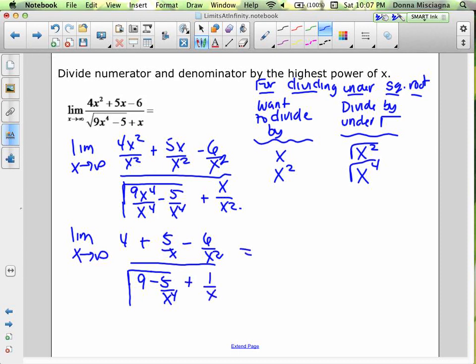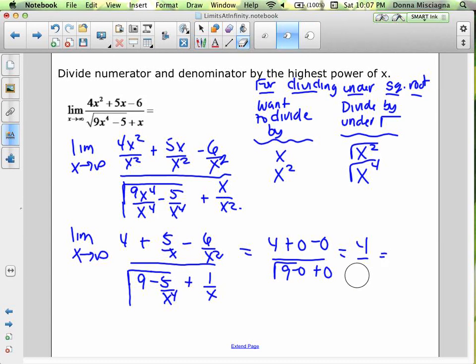All right, so that's going to be a 4 plus a 0 minus a 0. I've got a square root of 9 minus 0 plus 0. Right, so that's going to be 4 over the square root of 9, which is 3. So I'm thinking ahead, I did not mean to write that. 4/3. Right, so 4/3 is our limit here.